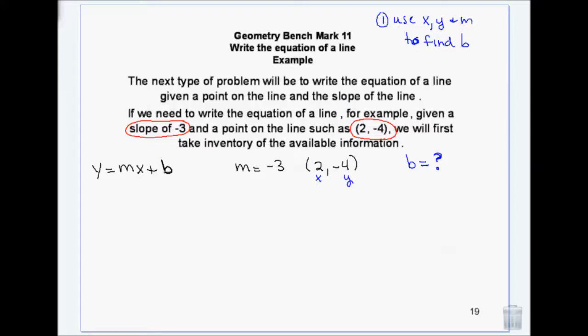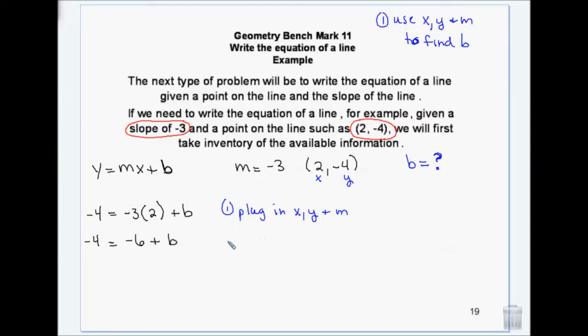Okay. So I'm going to take my y and replace it with its value, negative 4. I'm going to take m, which is negative 3, and I'm going to take x, which is 2. So I plug those in. That's my first step, plug in x, y, and m. Or I guess y, m, and x would be the correct order, but then I get negative 4 is equal to negative 6 plus b.